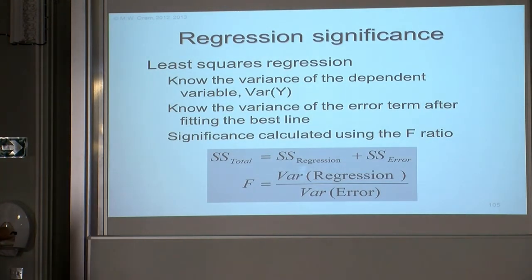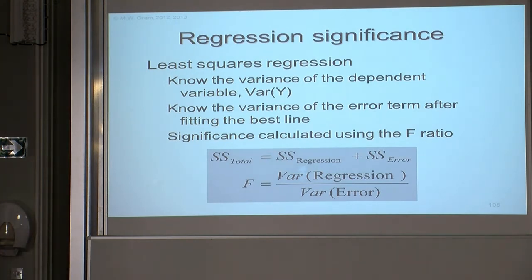Okay, so because with least squares regression we've got the error term variance and the regression variance, and the variabilities of everything, we can calculate the significance of it using the F ratio. Now you'll sometimes see people talk about linear regression and doing the same thing using the t-test. But of course the t-value is just the square root of the F ratio.